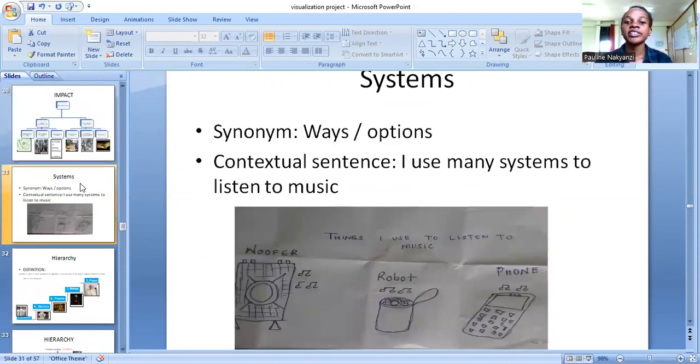On explaining the word systems, I used a quick drawing of a woofer, a robot, and a phone. And in the contextual sentence, I use many systems to listen to music, and these are the systems that I use to listen to music, meaning the students will know that through different ways you can listen to music, hence understanding the meaning of the word systems.